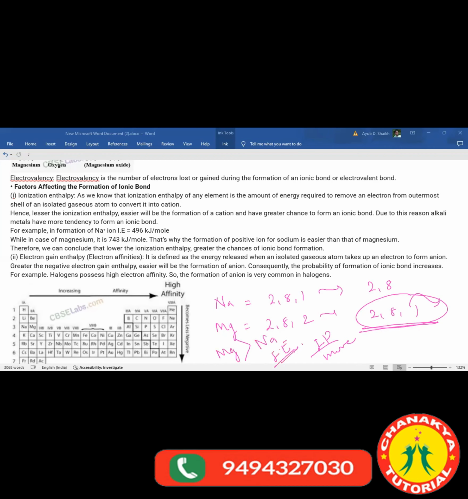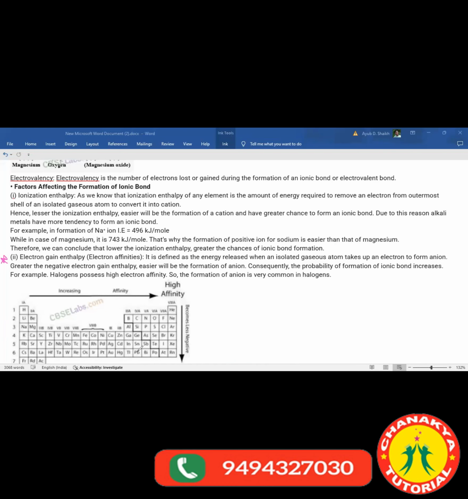Therefore, we conclude that the lower the ionization enthalpy, the greater the chances to form an ionic bond. Okay, now next, electron gain enthalpy. How does electron gain enthalpy affect the formation of an ionic bond?